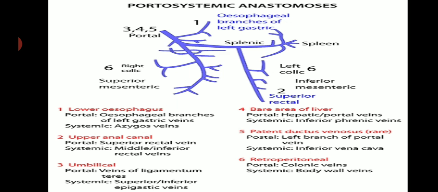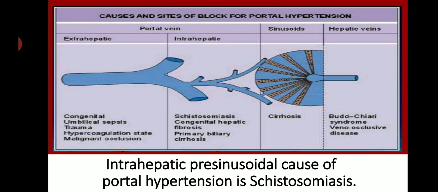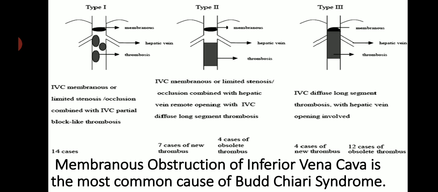Portosystemic anastomosis sites are lower esophagus, upper anal canal, umbilicus, bare area of liver, patent ductus venosus, and retroperitoneum. Intrahepatic presinusoidal cause of portal hypertension is schistosomiasis. Membranous obstruction of inferior vena cava is the most common cause of Budd-Chiari syndrome.